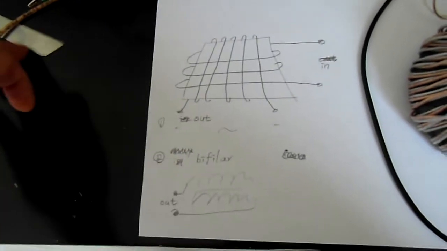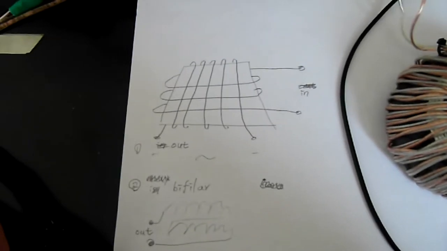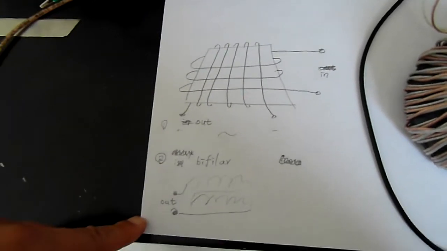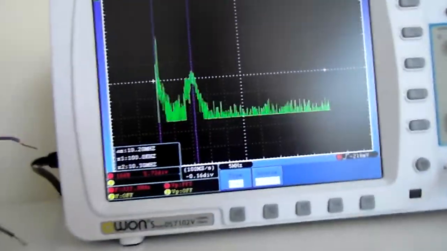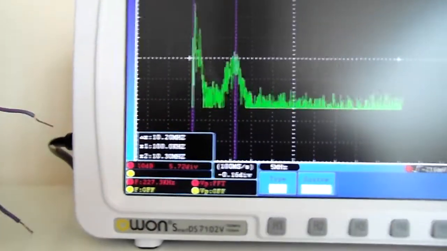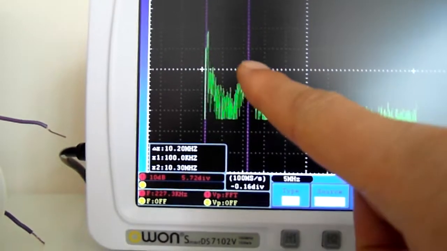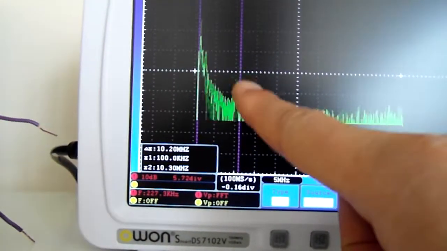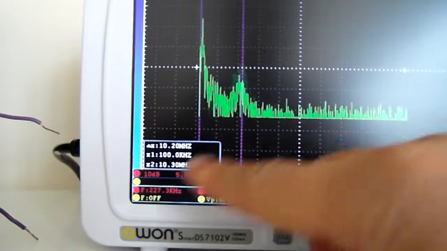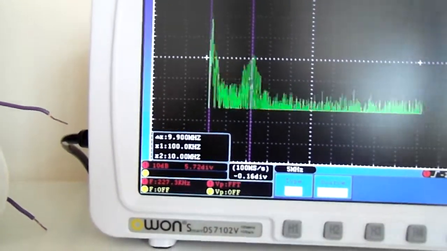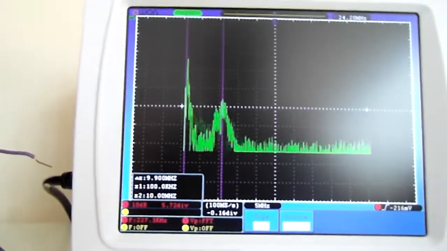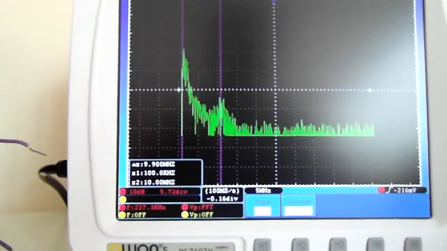Last time I showed only the time domain, but this time I'm going to go with the frequency domain first. First, nothing is going in. I would say it's noise. What is interesting is the frequency response from around 10 megahertz. It could be 9.5 or 9. It's around 10 megahertz.